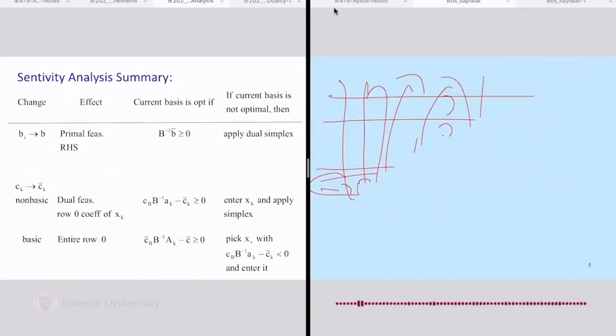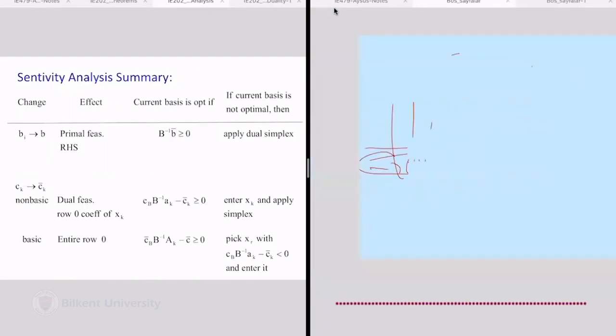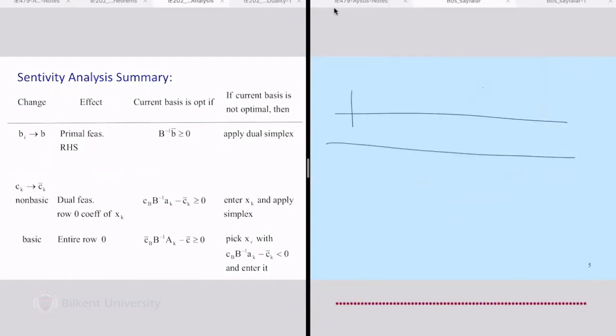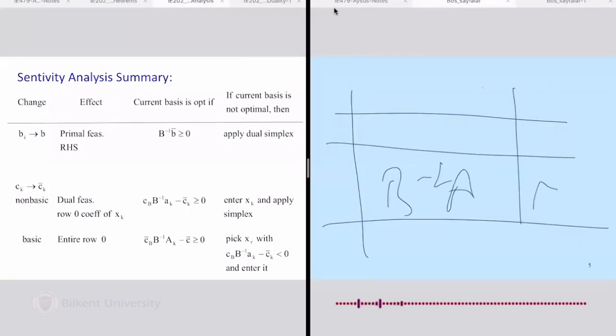It's always handy to have the matrix notation next to me. So let me do that again. B inverse A, B inverse B, minus C plus CB, B inverse A, CB, B inverse B.